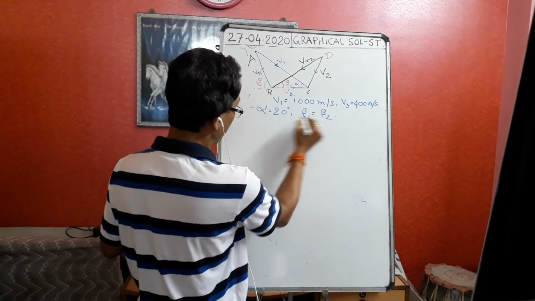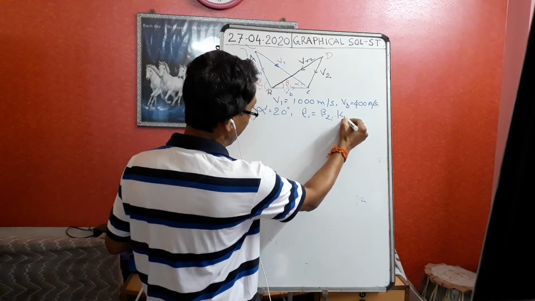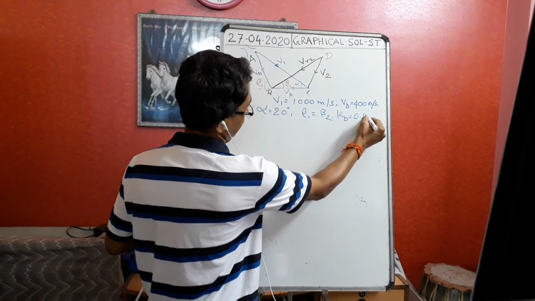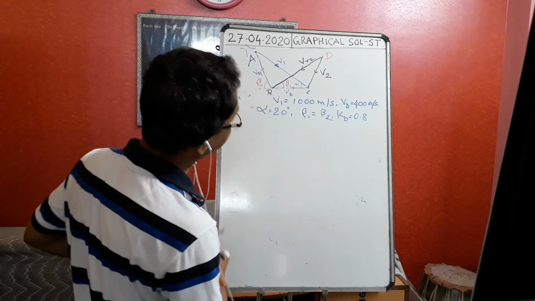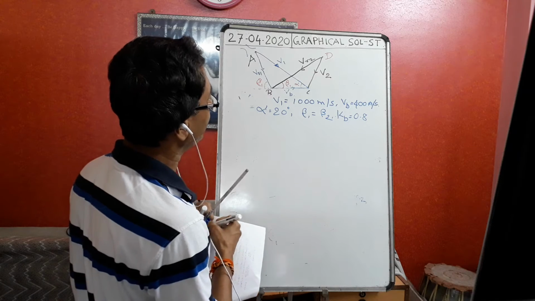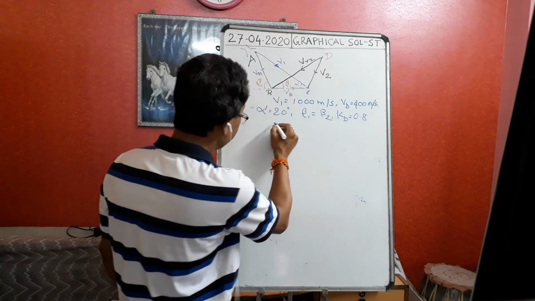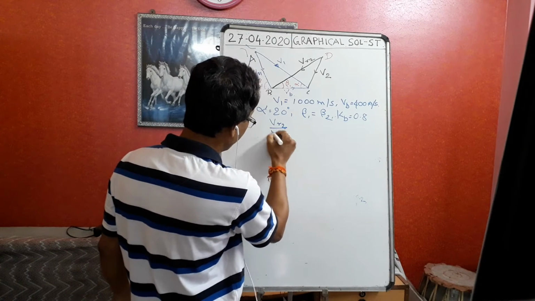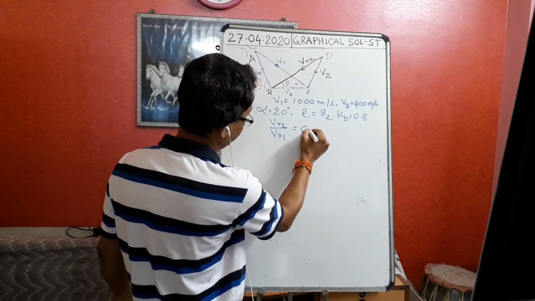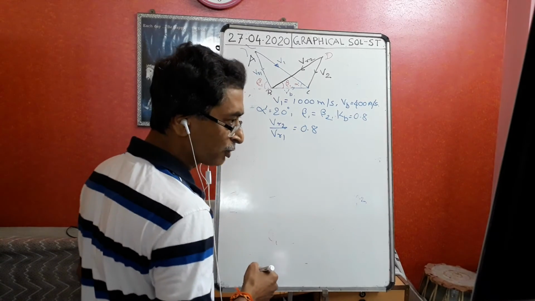But now introduce another factor. This is the KB, the blade friction factor, which is 0.8. That means KB is nothing but VR2 by VR1, equal to 0.8. Now VR2 and VR1 are not same.